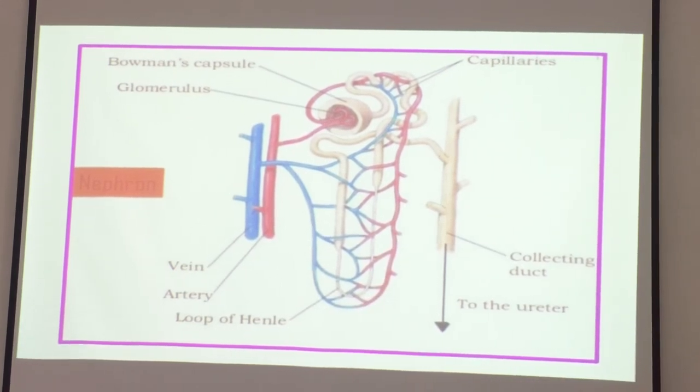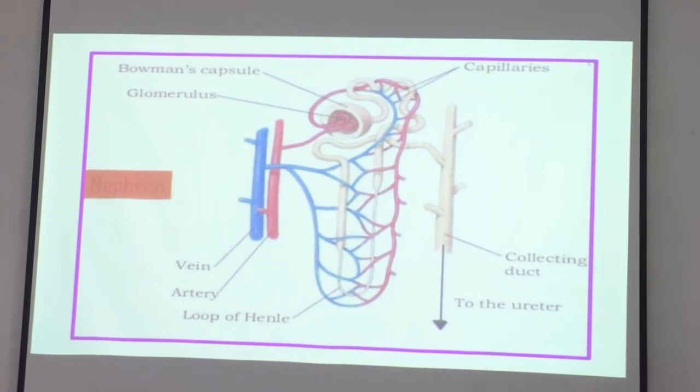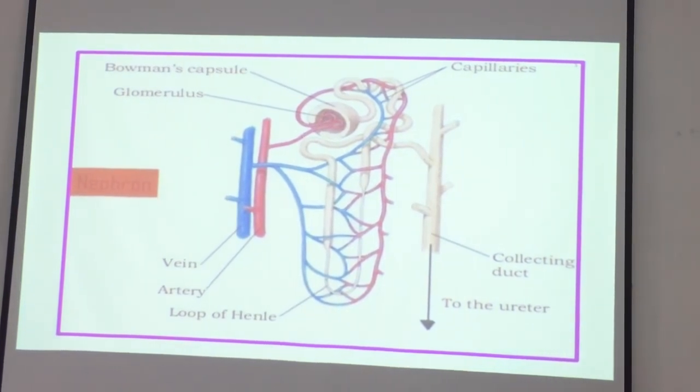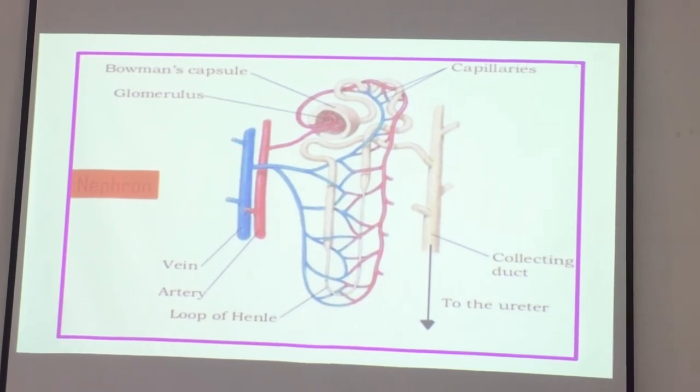Okay, and see here, this afferent arteriole, this glomerulus, and the part of the DCT, they are together forming the juxtaglomerular apparatus. Okay, that also comes as a short note. Juxtaglomerular apparatus.